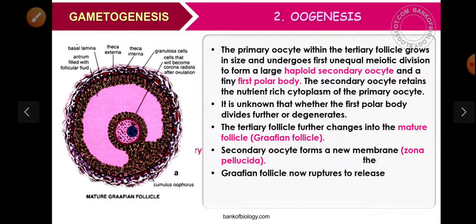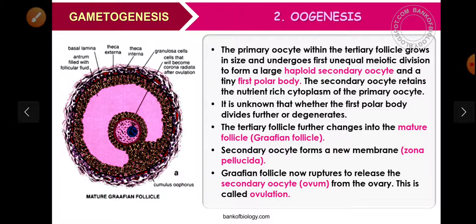The primary oocyte within the tertiary follicle grows in size and undergoes the first unequal meiotic division to form a large haploid secondary oocyte and a tiny first polar body. The secondary oocyte retains the nutrient-rich cytoplasm of the primary oocyte. It is unknown whether the first polar body divides further or degenerates.